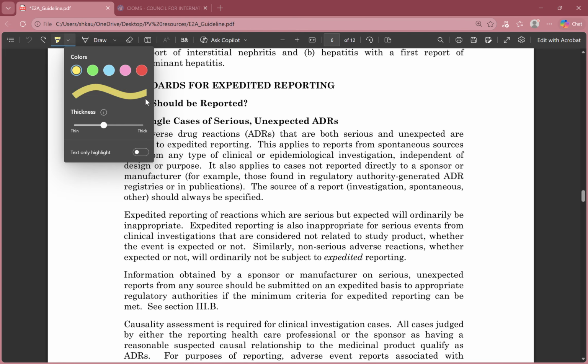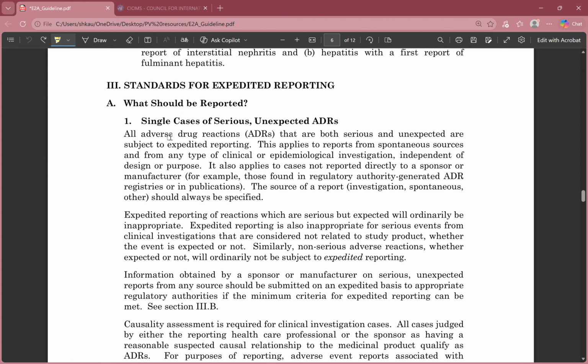Let's begin with the first thing. The first part is what should be reported. First, single cases of serious unexpected ADR. So we know that both serious and unexpected cases, unexpected being the ones which are not in reference to the product information, the investigator brochure, are subject to expedited reporting, that is, the rapid submission.